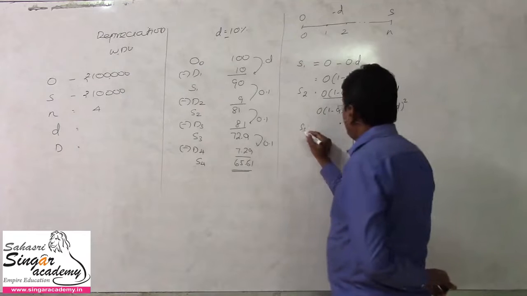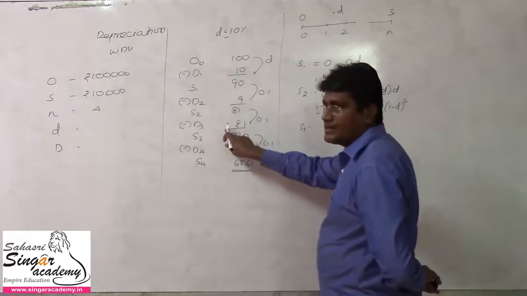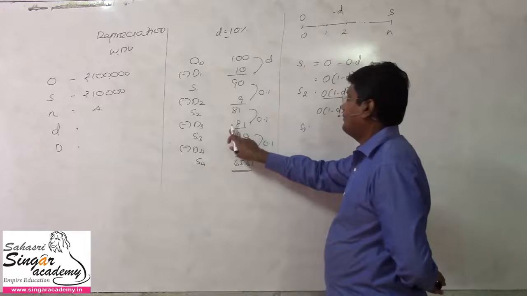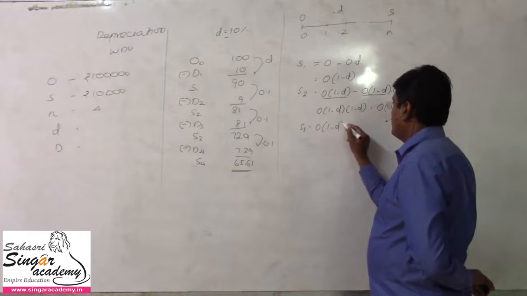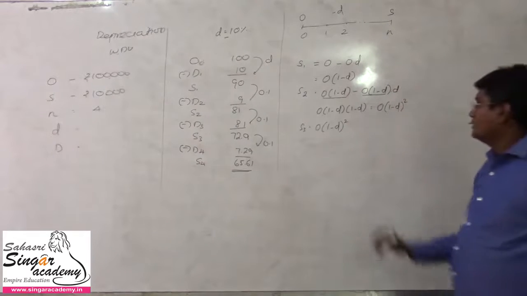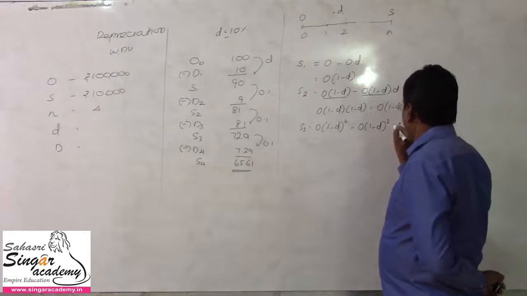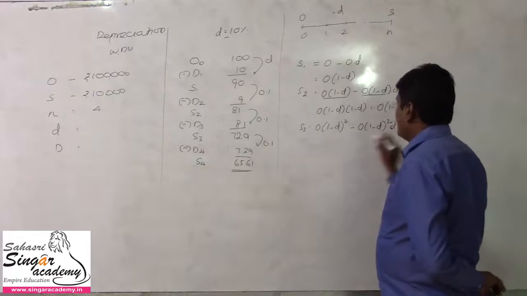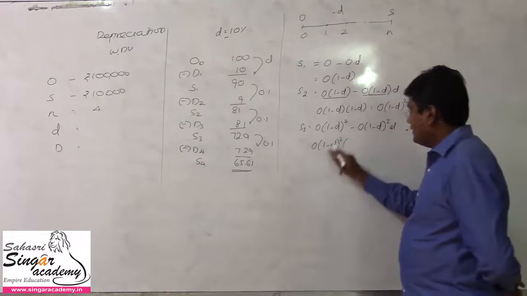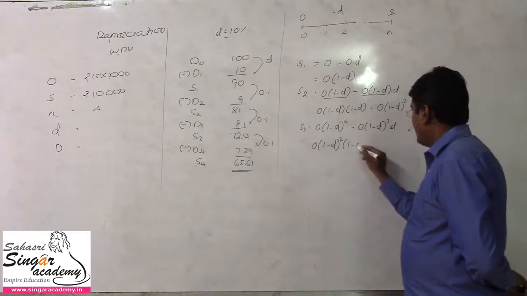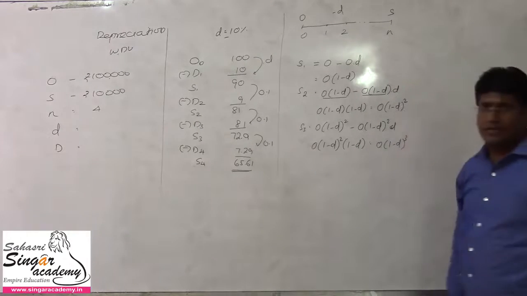And when S3 comes, S3 is nothing but S2 minus S2 into rate of depreciation. We have already found S2: O into 1 minus D to the power 2 minus O into 1 minus D to the power 2 into D. When you simplify this, O into 1 minus D to the power 2, divided by this gives 1, divided by this gives D. Otherwise, O into 1 minus D to the power 3. This is how we get it.